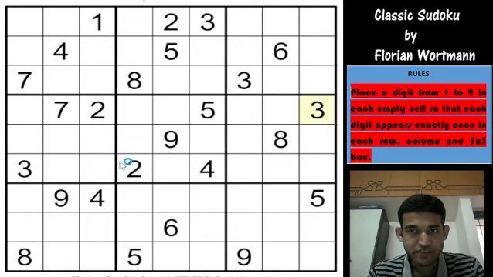Okay, so there is an easy start. 3 is in row 4, row 6. 3 is in column 6. So that gives a 3 here. And which means 3 must go into one of these two cells.